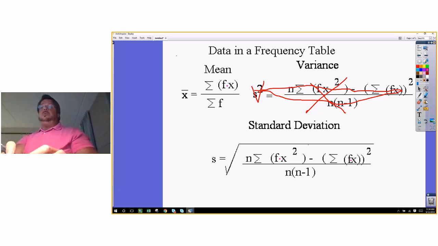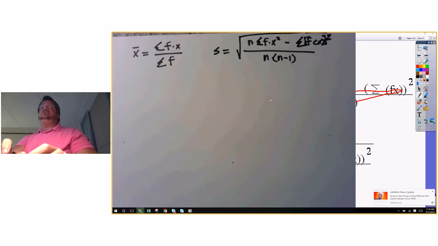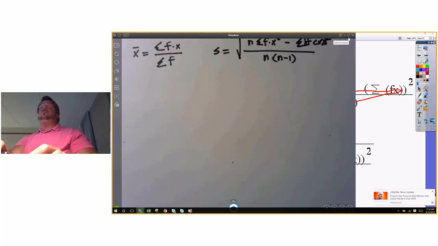Okay, so let me go ahead and hit this button again. Go back to my... Why does it do that? Doesn't maximize when it's supposed to. There we go.